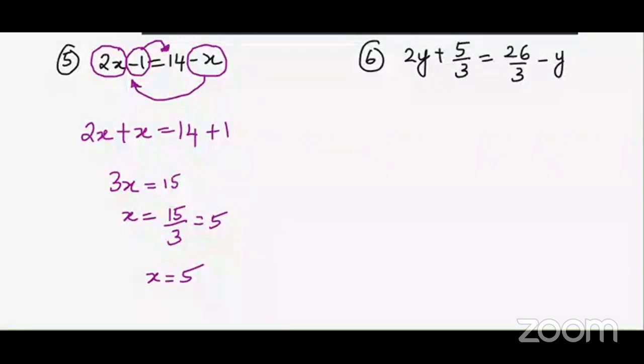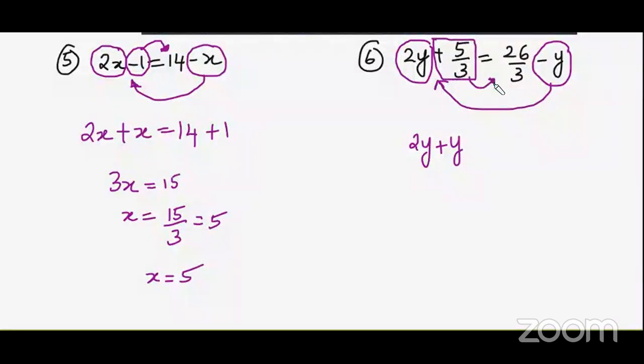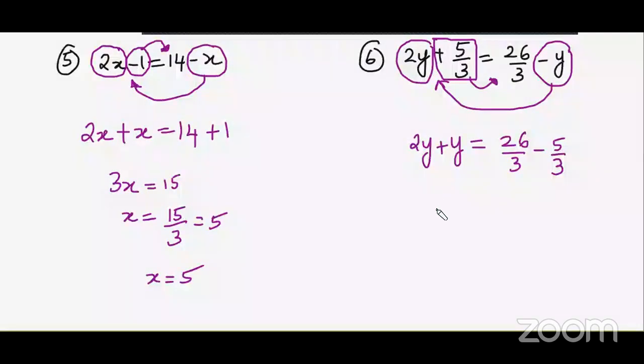Now we have 2y and minus y. In the next question, we have 2y and minus y. Again, minus y is the smallest among 2y and minus y. So we'll shift the minus y to the other side. Correct? So that will be 2y plus y. So 5 by 3 should shift to the right side. Correct? So that will be equal to 26 by 3 minus 5 by 3. Right? So 2y plus y will be 3y equals to.